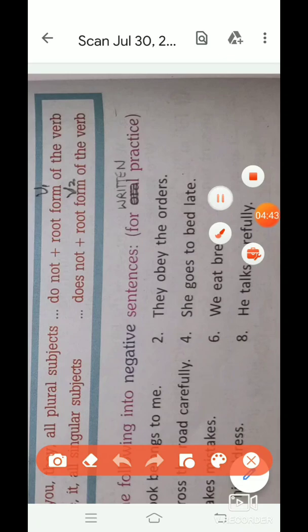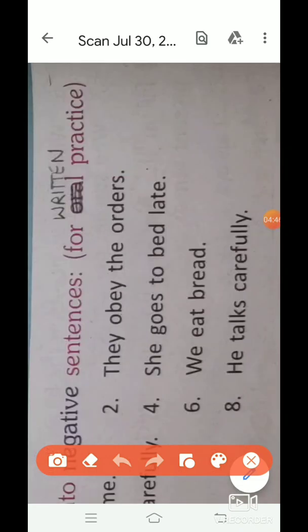question number 2. They obey the orders. Now the verb here is obey. Subject is they. This subject is plural. So rule 4 must be applied here. When your subject is plural, what you have to do? The negative will be framed using do not and the first form of the verb. Already the verb is in its base form, that is first form. So no change is needed here.